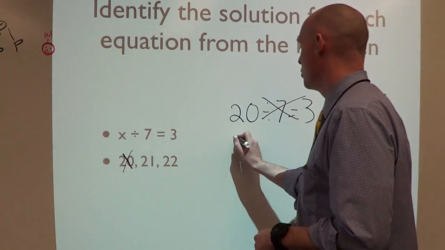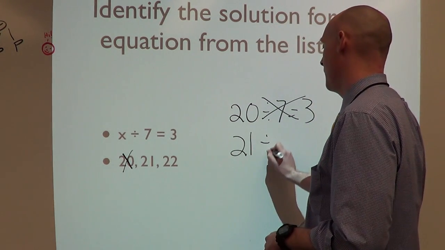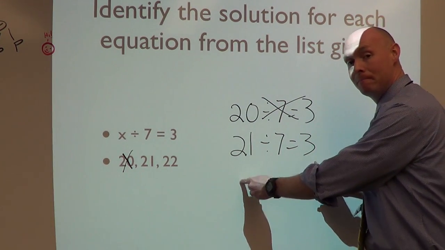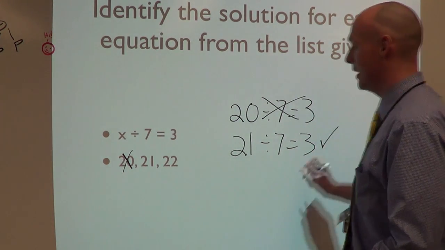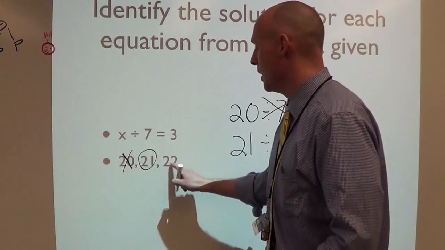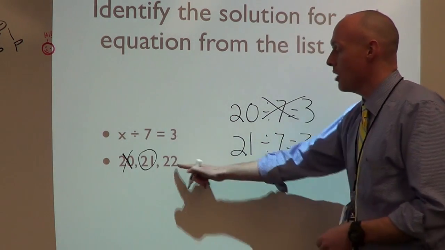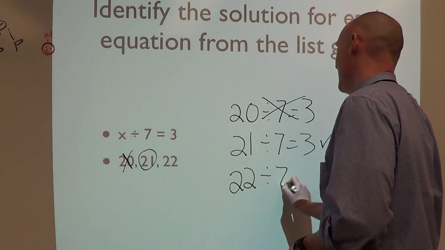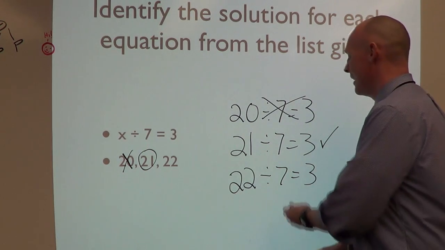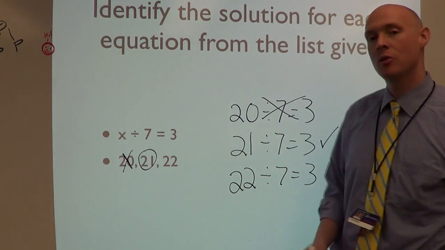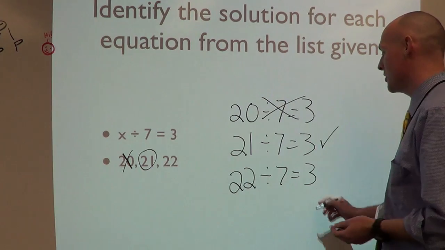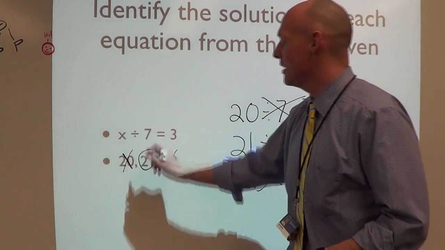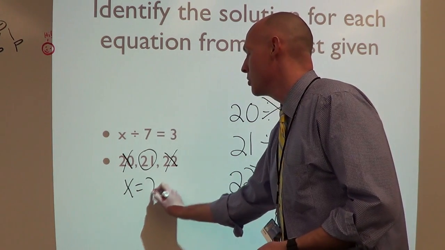Let's try this one. 21 divided by 7 equals 3. Is that a factual statement? Last time I checked it is. That's good. Let's try 22, just to double check. Does 22 divided by 7 equal 3? Again, 7 can't go into 22 evenly, so we know that that's not the right answer. The answer is x equals 21.